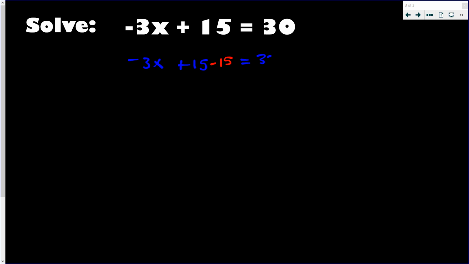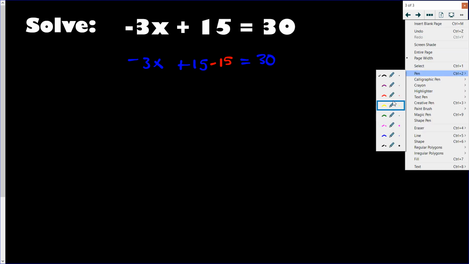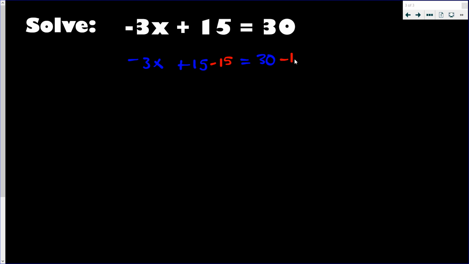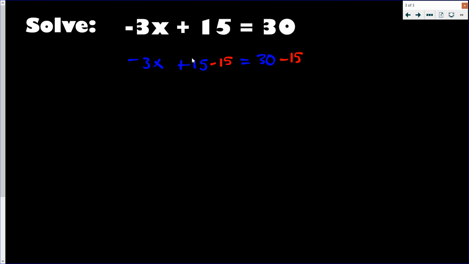So 30, and then we'll subtract off the 15 in red again. I wish there was an easier way to select the colors of this program, but that's just the way it works right now. Okay, so we are doing that. So I'll go back to blue. So that looks kind of neat. It's not too bad. So what ends up happening, 15 subtract 15, well, that's just 0, so those go away. And then we're left with negative 3x on the left side. And then 30 subtract 15 is 15.